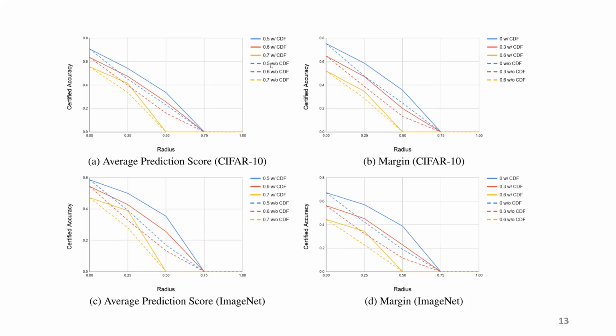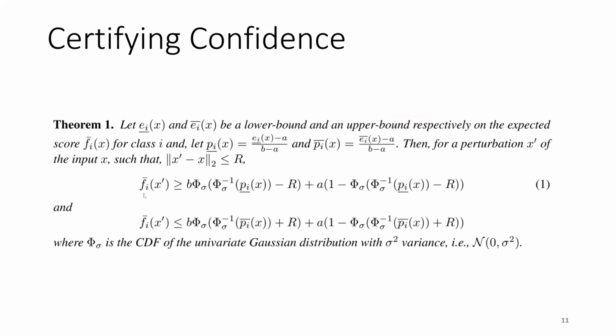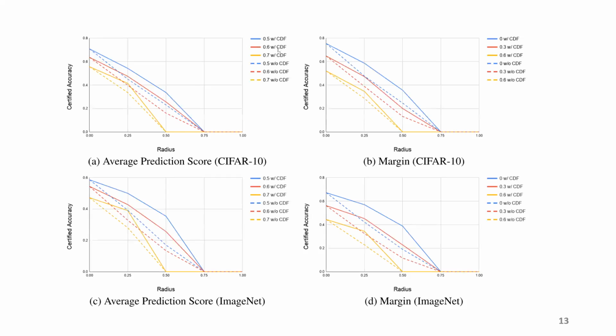In the experiment part, this number is a threshold they predefine. It is a threshold that this score function must be greater than. Previously we were certifying that this prediction score must be greater than a fixed value, but now it is not a fixed number. We can change it. So this accuracy is much better.